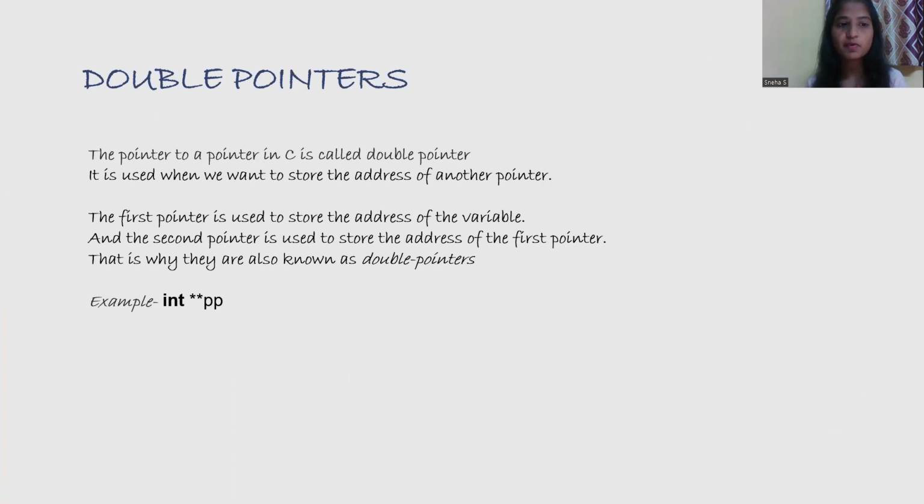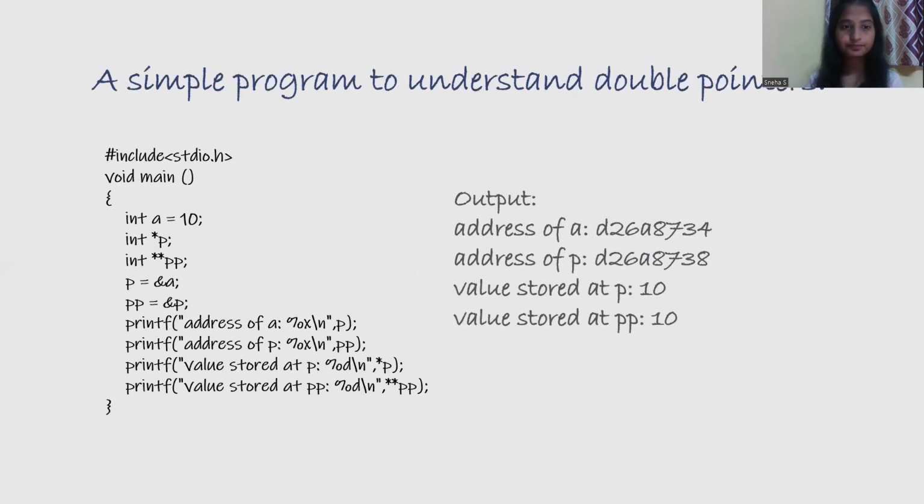Next is double pointers. A pointer to a pointer in C is called a double pointer. It is used when we want to store the address of another pointer. The first pointer is used to store the address of the variable which we have initialized. And the second pointer is used to store the address of the first pointer. That is why they are also known as double pointers. Here is an example, int **pp. So this will be storing the address of the first pointer.